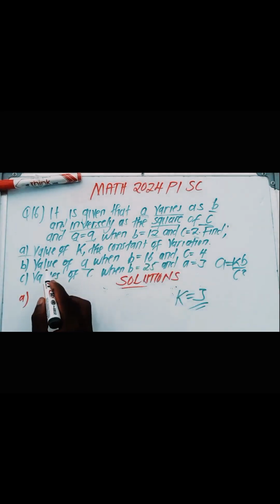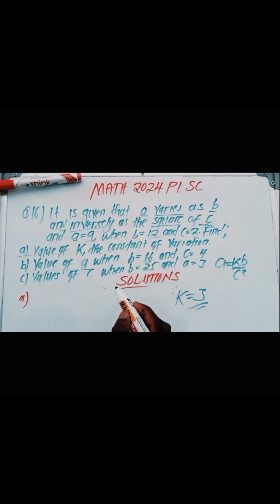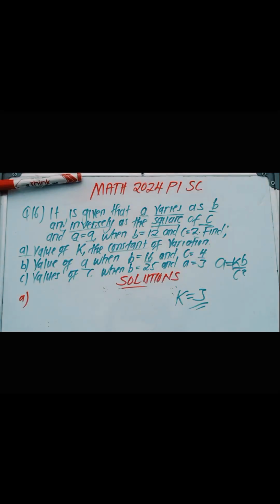As you can see, here we have been told to find the value of A when B is equal to 16 and C is equal to 4. I hope you are able to see that. But the value of k, they do not give, because remember, we have been taught that it is a constant, meaning we'll be using this same value throughout. So we are answering question B, not question A.